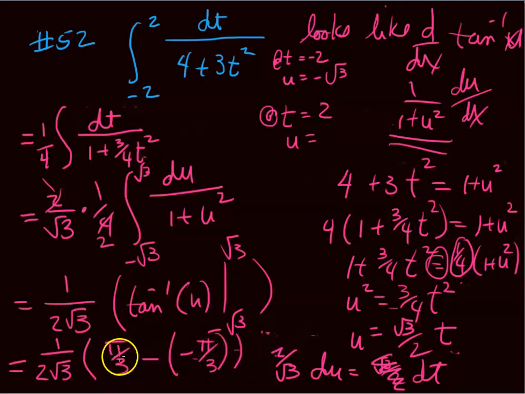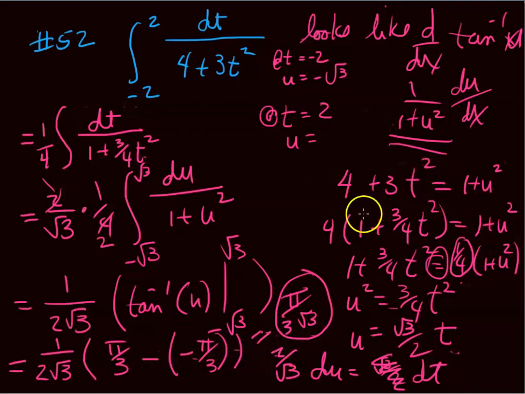This then is a positive 2 pi over 3. Times this, the 2's cancel. And we get pi over 3 square root of 3. If that makes sense. We have 2 pi over 3 times this, the 2's cancel, and it's pi over 3 square root of 3.